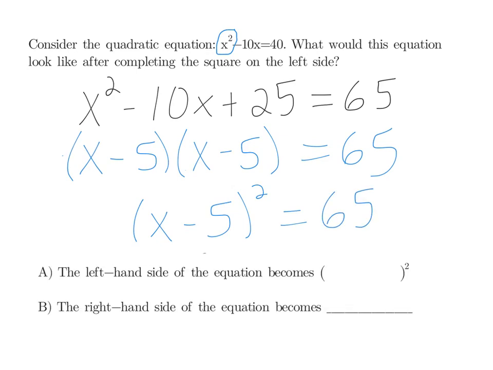Now that I've completed the square, I can go ahead and answer the following questions. For part A, it says the left-hand side of the equation becomes x minus 5 squared. And for part B, the right-hand side of the equation becomes 65.